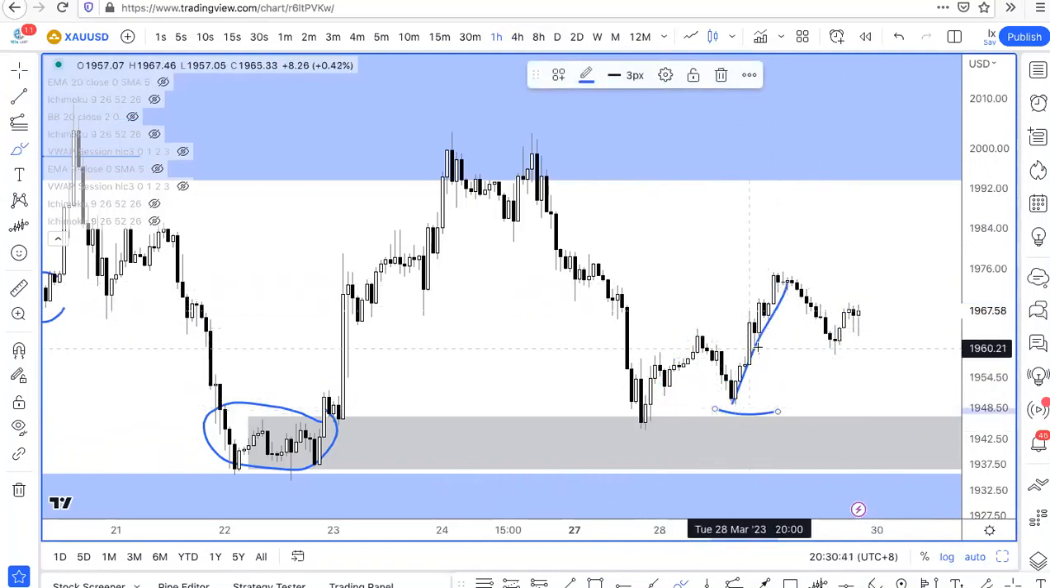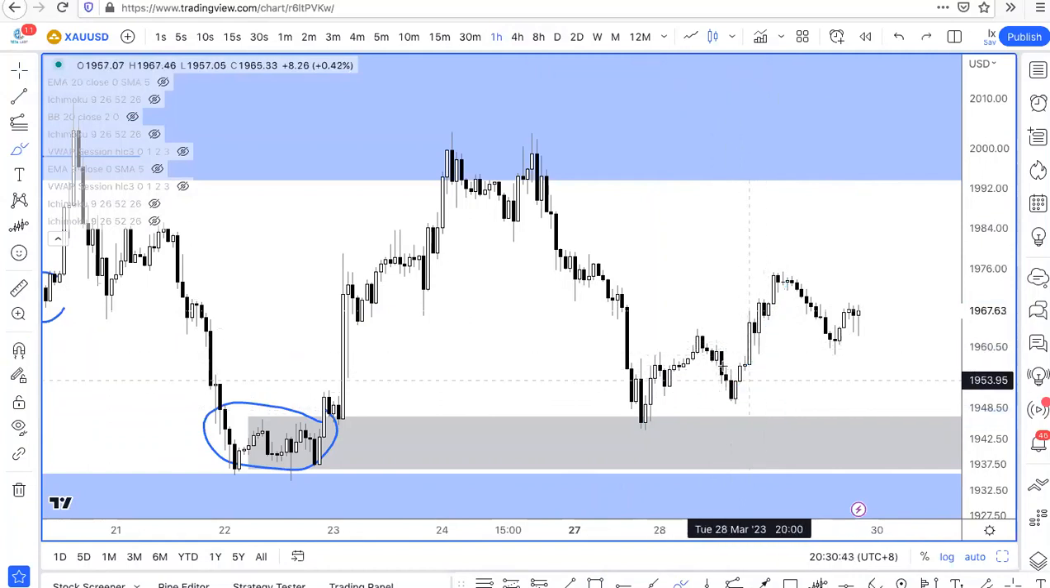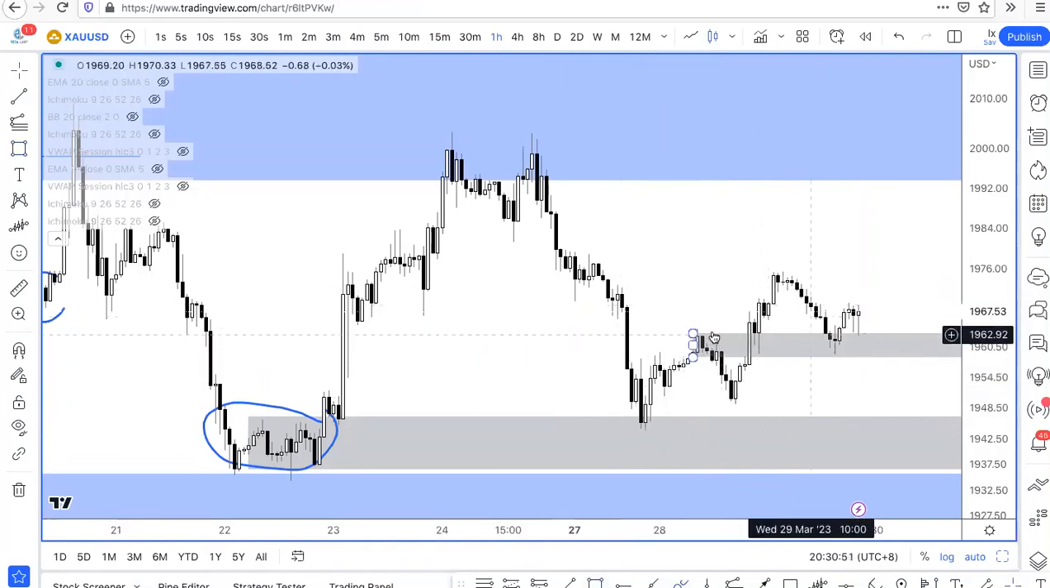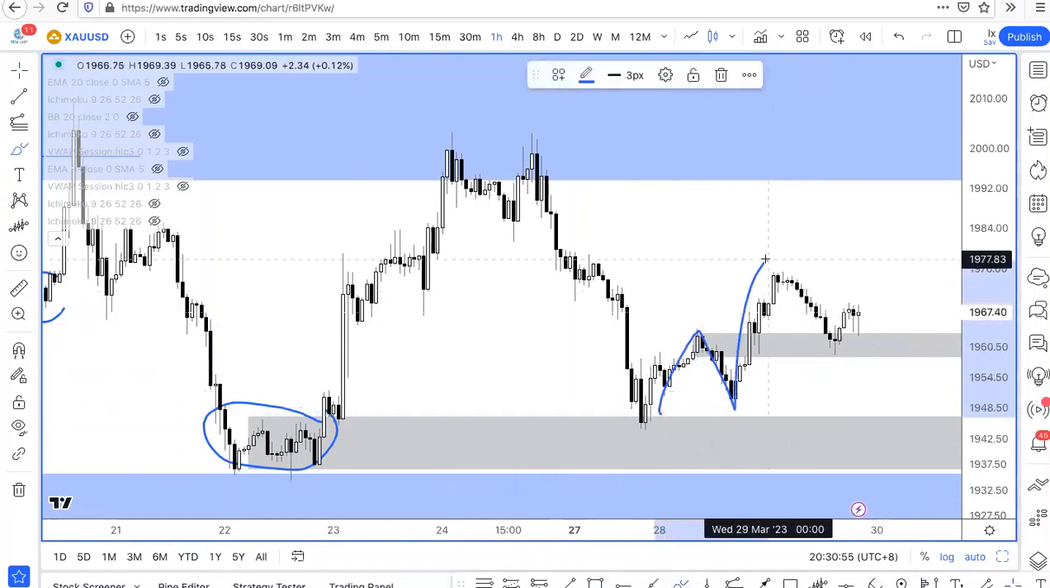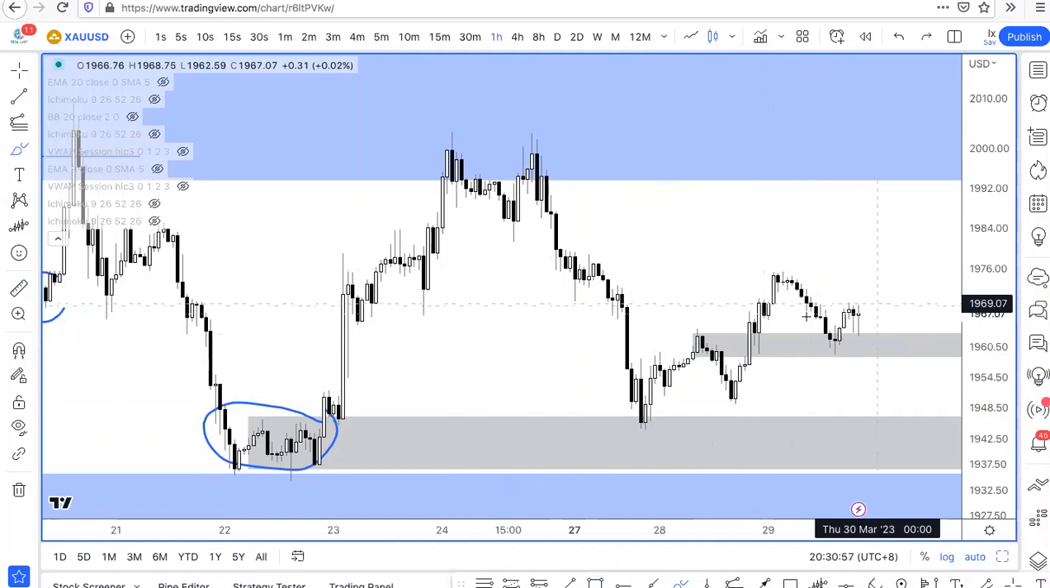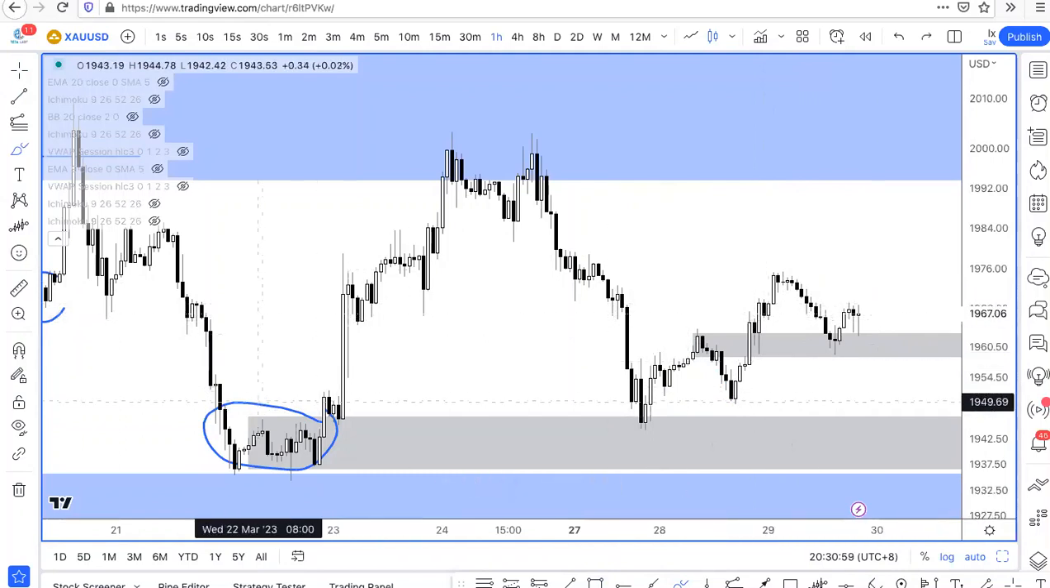So one question you want to ask yourself is, where is the support area that we want to keep a lookout for? Right now, you can see there is this region here, a clear resistance turned support level. We saw price coming into this region and rejecting off that area before it pushes higher. So this is one.